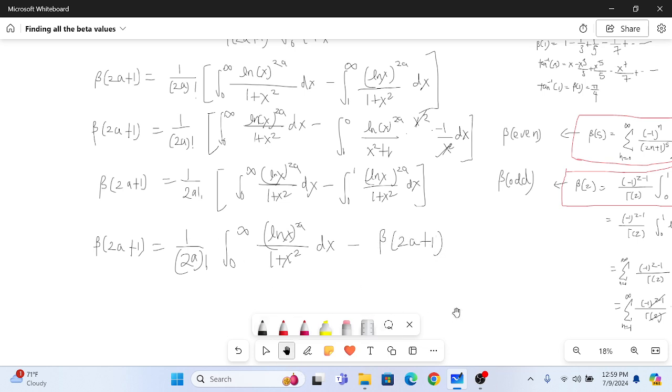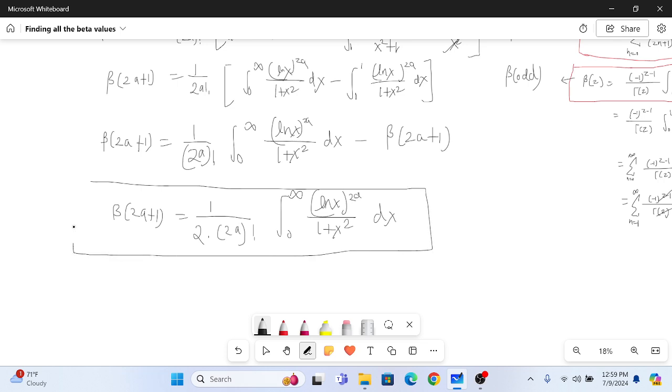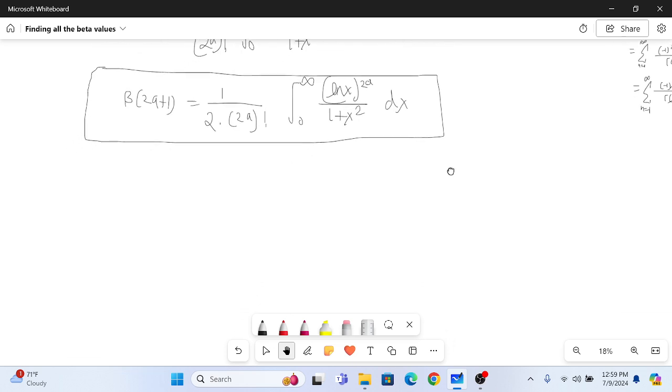Now this goes to the other side, and we have two betas, so 2 goes to this side for division, so we have beta of 2a plus 1 equals 1 by 2 times 2a factorial, integral from 0 to infinity of ln x to the power 2a by 1 plus x squared dx. Okay, so this looks good. Now the only thing we need to do is see how we can write this integral in terms of some known ideas. Now there is ln and there is x squared, and we'll see how this integral can actually be derived from other integrals. Okay, so let me show you something interesting.